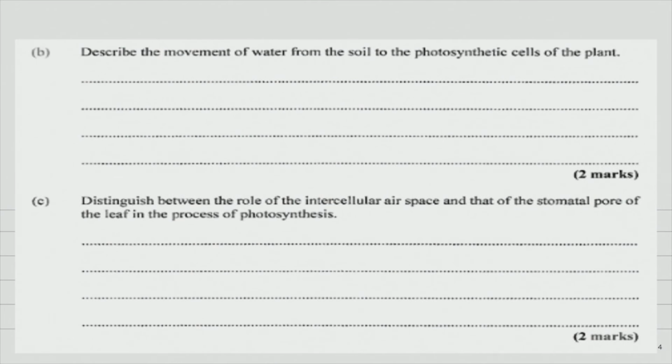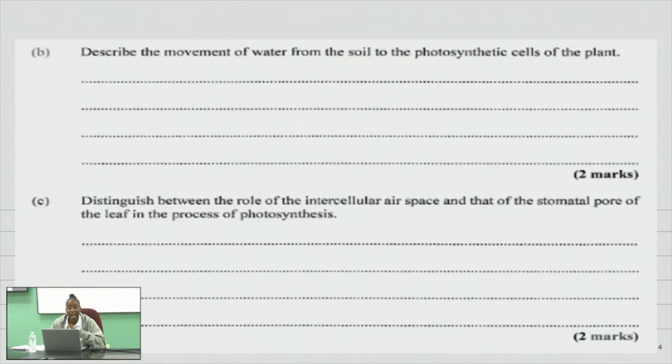Now, the next question is asking you to distinguish between the role of your intercellular airspace and that of your stomatal pore in your leaf in the process of photosynthesis. Now, we all know about our stomata, which is what they're calling the stomatal pore. Your stomata and your intercellular airspace are essentially helping with the process of gaseous exchange. Your stomata is acting like an entry point for carbon dioxide to diffuse into your leaf, and an exit point for your oxygen to diffuse out of your leaf.